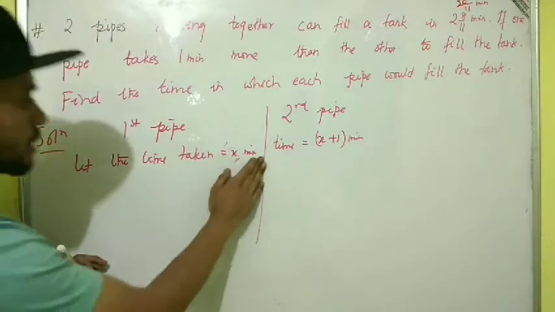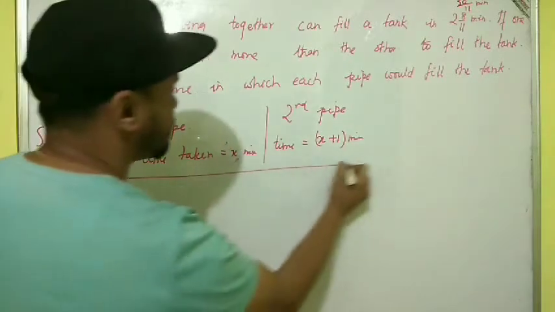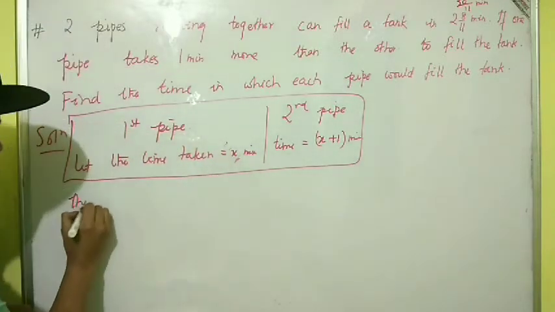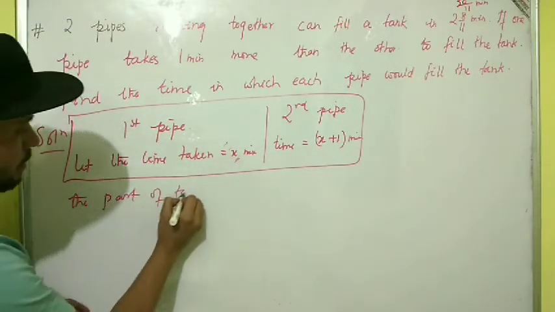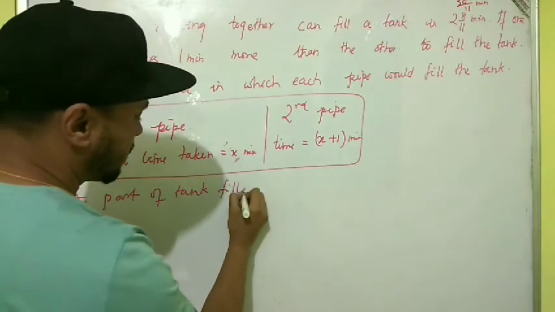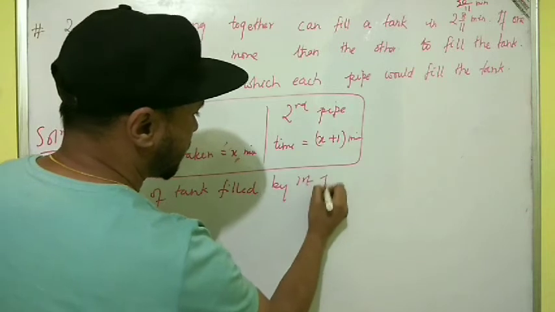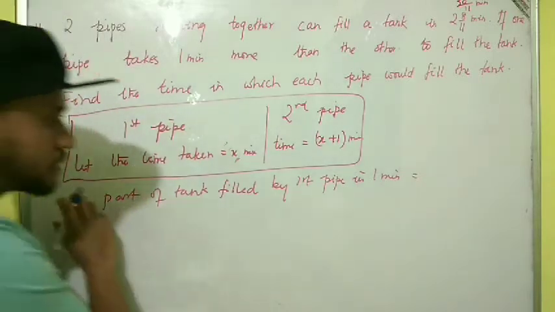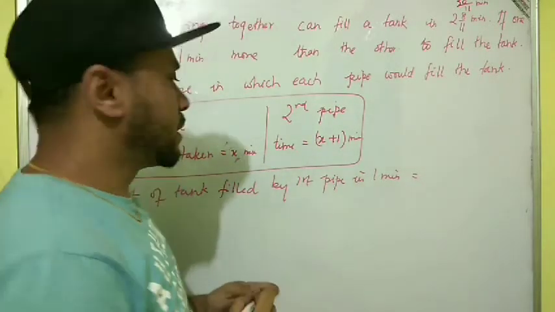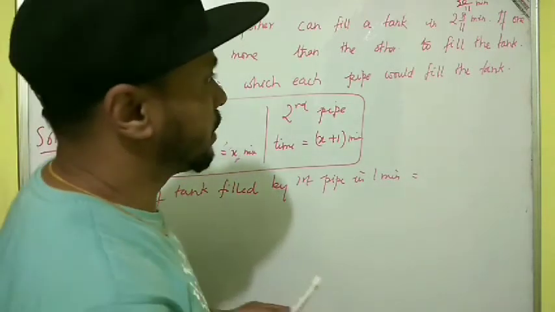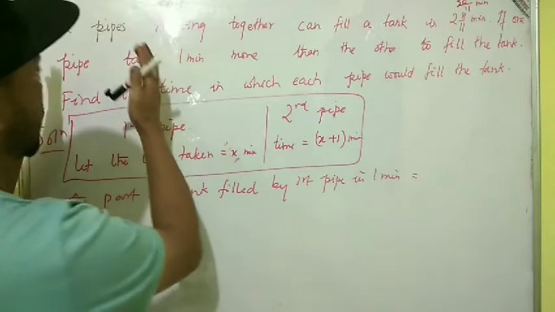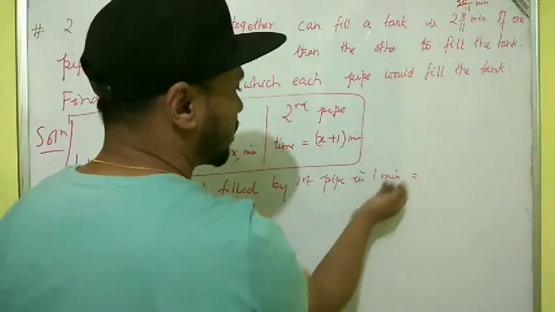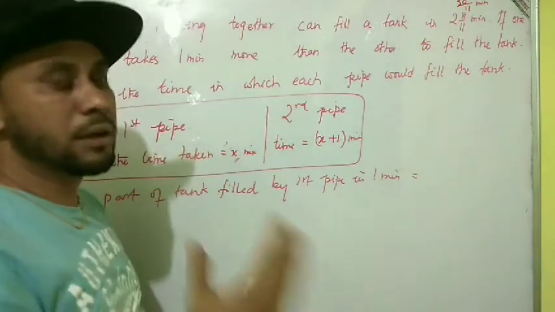Now here is exactly what you have to do. The part of the tank filled by the first pipe in 1 minute. This is the method we can use to solve questions related to pipes. We have to take the part filled in 1 minute. Suppose it is given 1 hour, then you have to take 1 hour. Suppose it is given 1 second, then you have to take 1 second.